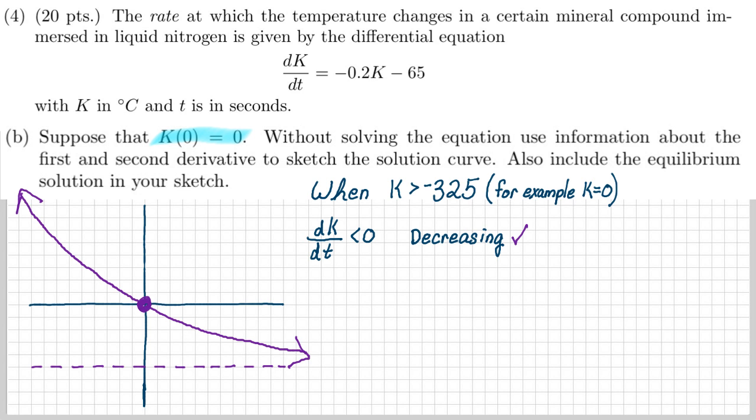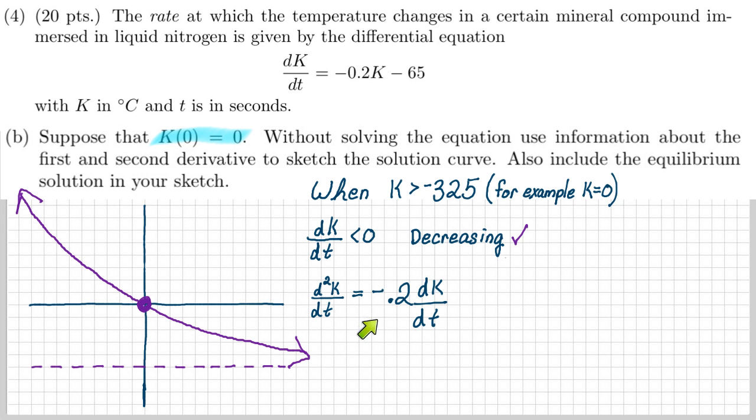Now I need to think about the second derivative. And this tripped a lot of people up. You're taking the derivative of the first derivative, and a lot of people got that right. So you're taking the derivative of this guy. But things got a little bit hairy because they forgot the chain rule. So the second derivative of k is negative 0.2 times dk/dt. And this is significant because the derivative of k is negative. So now we have negative 0.2 times another negative number.